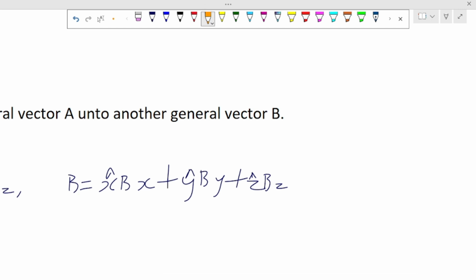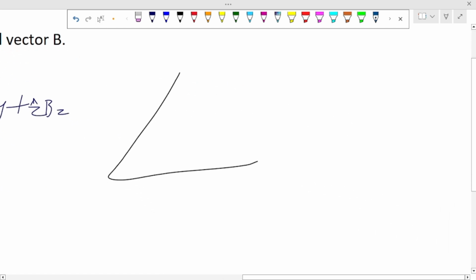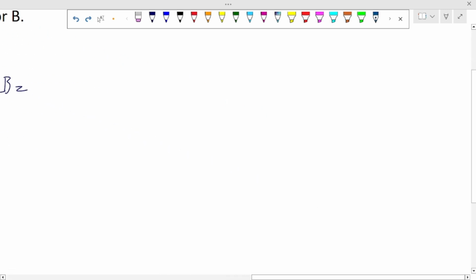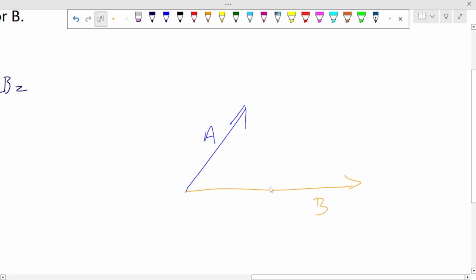Imagine we have something like this. So this is vector B and this is vector A. Let's put it there, A, and then B. So this is vector A, this is vector B.